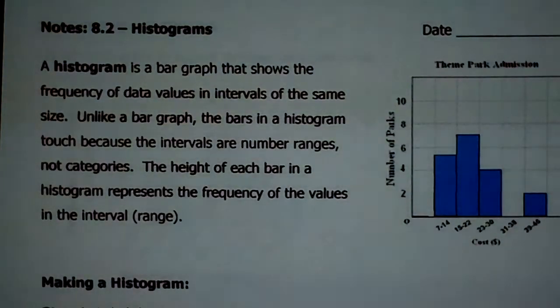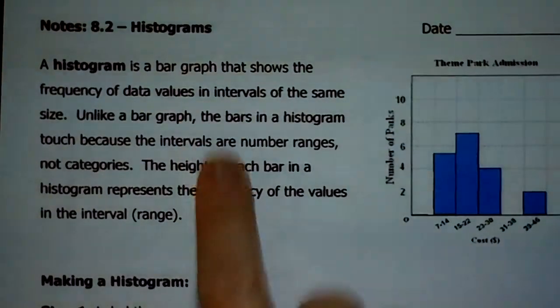7th graders, it's Mrs. Tromley again with lesson 8-2, and today's lesson is all about histograms. And you might be thinking, I learned about bar graphs a long time ago. Well, a histogram's a little bit different. I look at it as a long lost cousin of the bar graph.